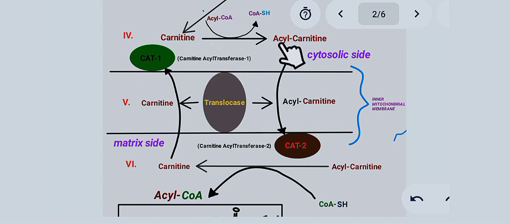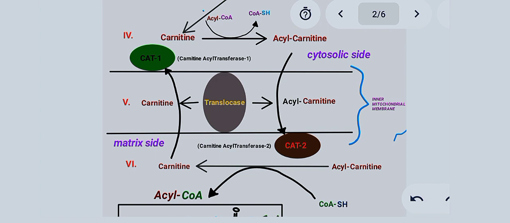Acyl-CoA to acylcarnitine, and then into the mitochondrial matrix by the translocase enzyme, and then CPT2 converts acylcarnitine to acyl-CoA and carnitine. Then carnitine will be taken back by the same translocase enzyme, and the cycle will repeat. That is the carnitine shuttle. This is a system that the mitochondria uses to transport fatty acids into the mitochondrial matrix. It's very important.